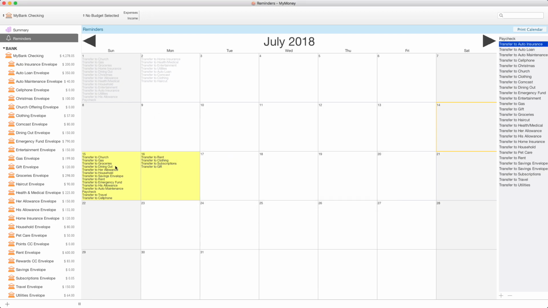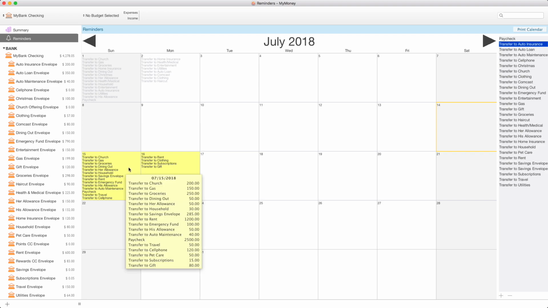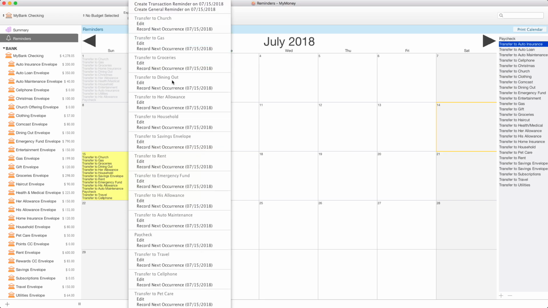Why I have these split between the two is a flaw of Moneydance. If I click here and it brings up this list, if the number of transactions that I have scheduled for that day exceed what you can see right here, then I can't get to those. I can't get to the ones underneath transfer to pet care down here. It would be below the screen and there's no way to scroll up and down.